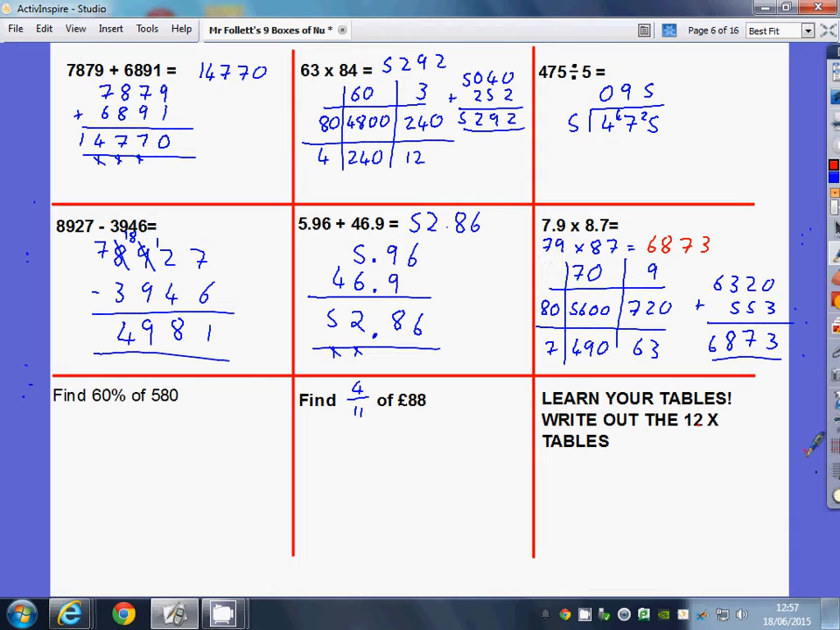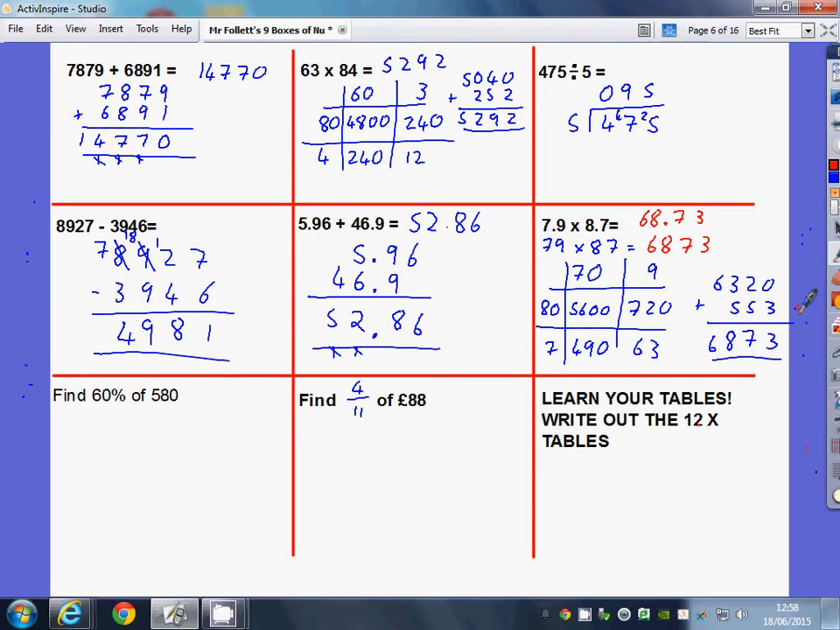So what we do, we're going to estimate this calculation. So I mean that 7.9 is roughly 8, 8.7 is roughly 9, and 8 times 9 is 72. So I then need to put a decimal point wherever in here makes this answer as close to 72 as possible. So obviously it needs to go in there, doesn't it? So the answer is 68.73.